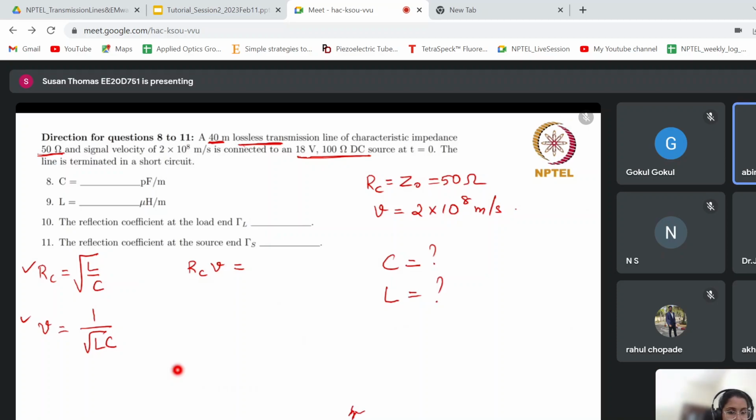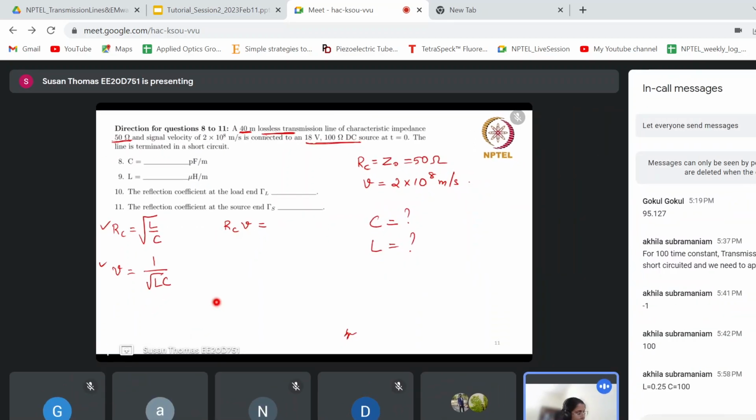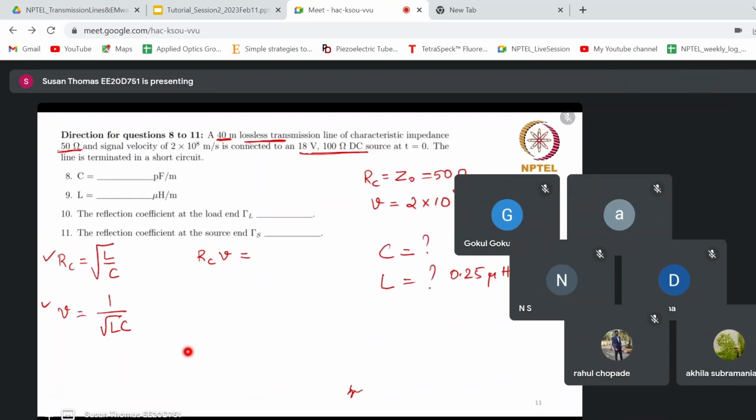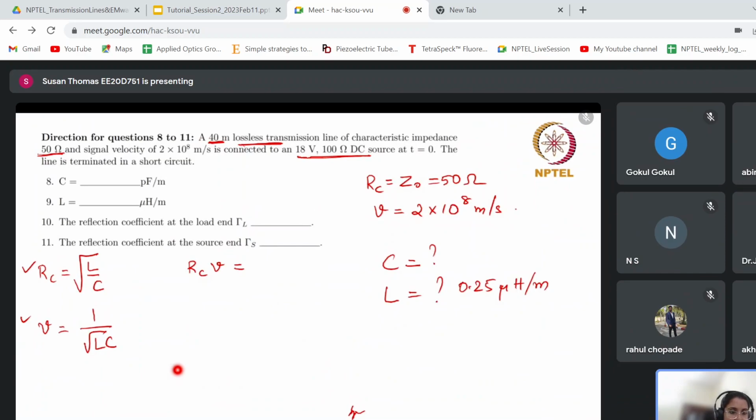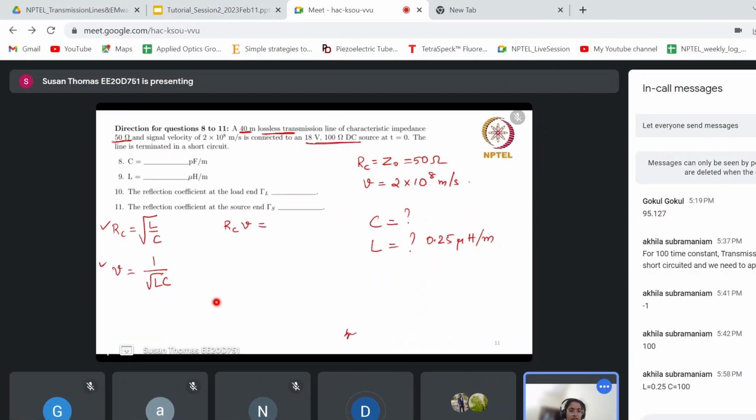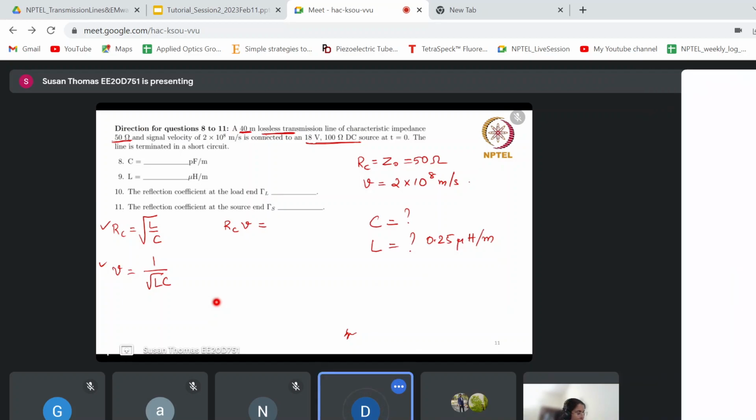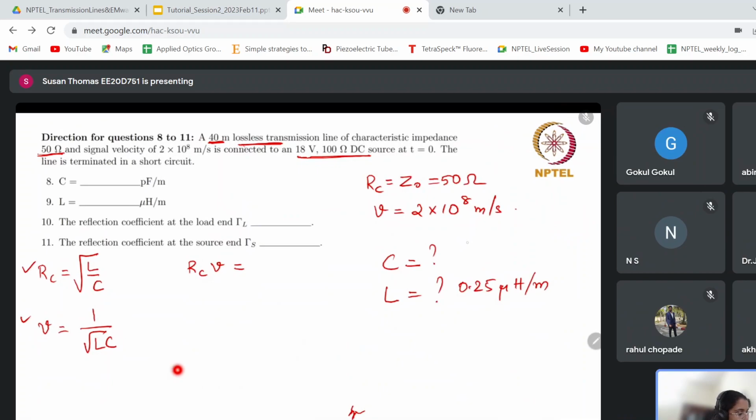Ma'am, L equal to 0.25 microhenry. Yes, I think I need not explain this. I think all of you understand, 0.25 microhenry per meter. And C, someone has given the answer 100. Can you please tell the unit as well? 0.1 nanofarad, ma'am. Yeah, so if you say in picofarad, it's 100 picofarad per meter. Okay, and could you try this gamma L and gamma S?